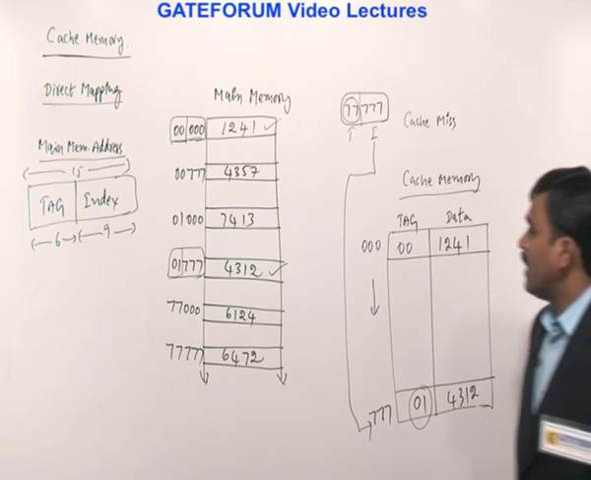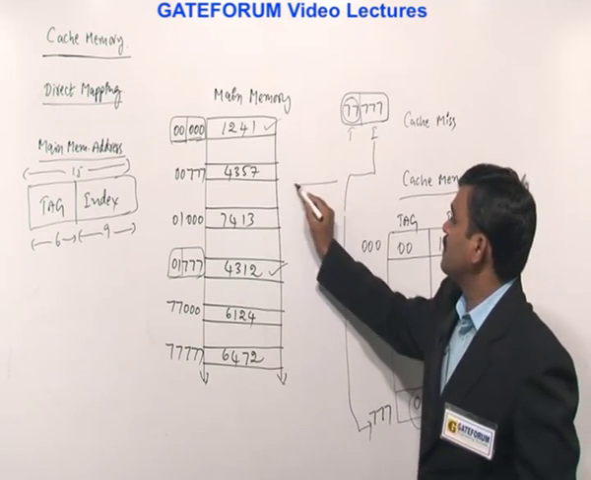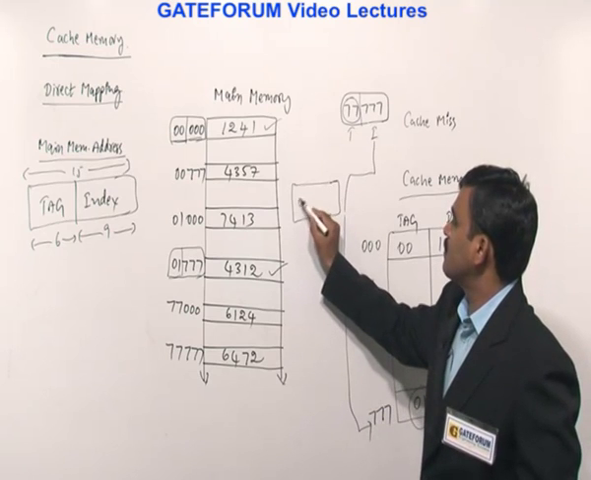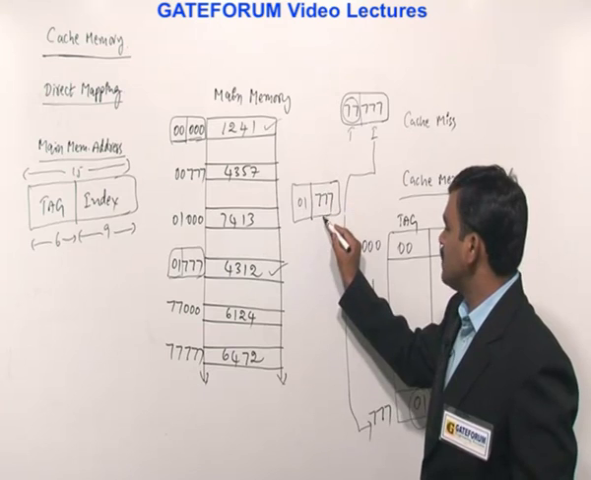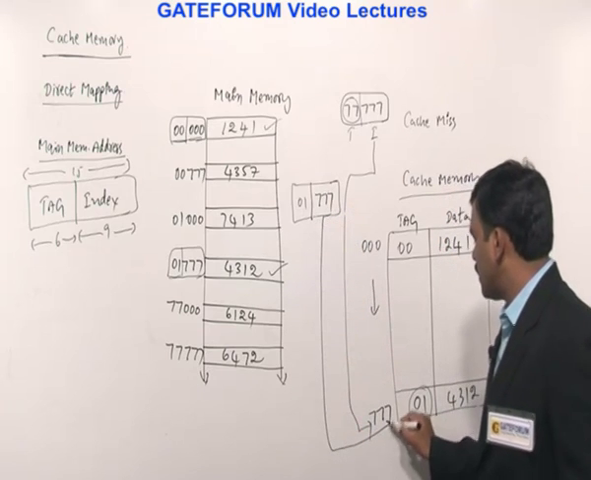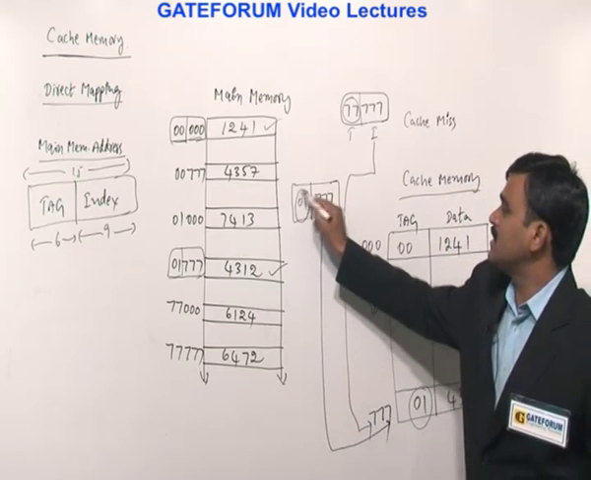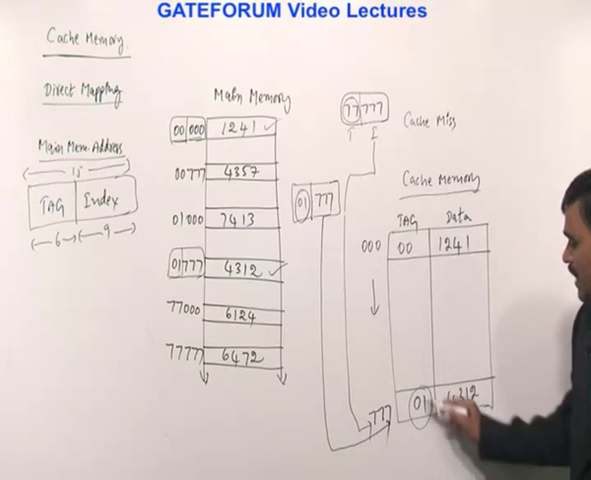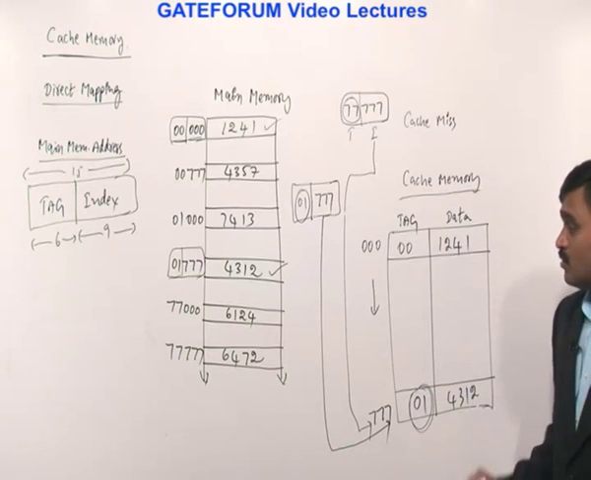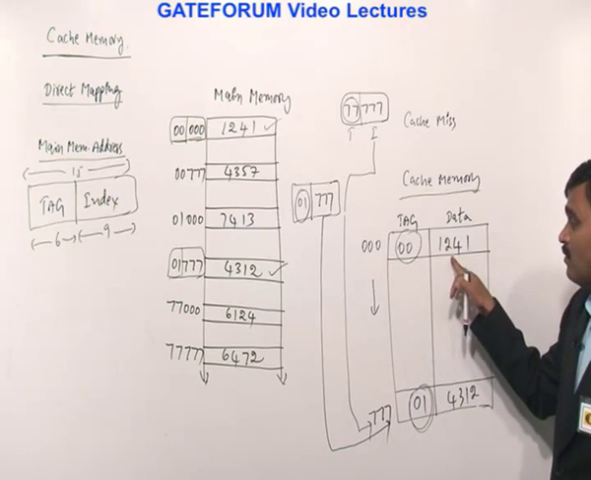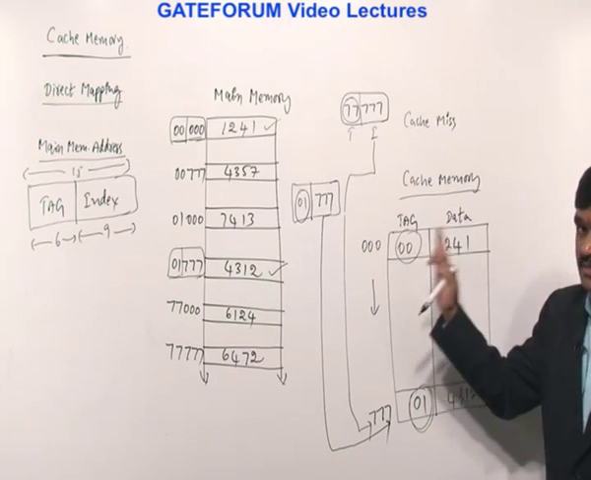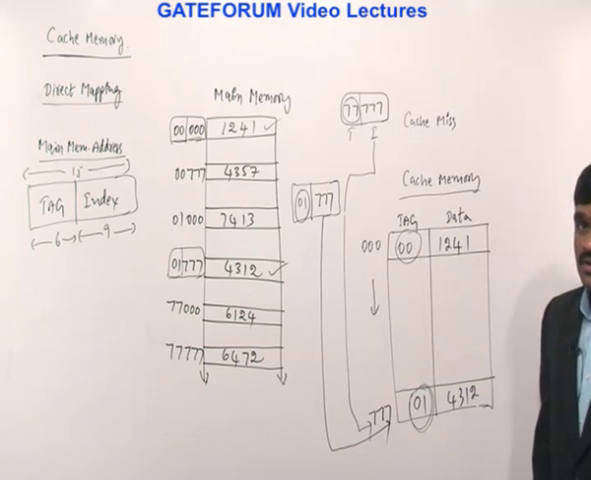For example, if the address generated by the CPU is 01777, this is the index. Using this index, it goes to the same address. But what is the tag value generated in the address? 01. What is the tag value in the controller? 01. For storing the tag, extra memory is required, because in one location we can have only one data item. This extra memory is required in the cache controller.